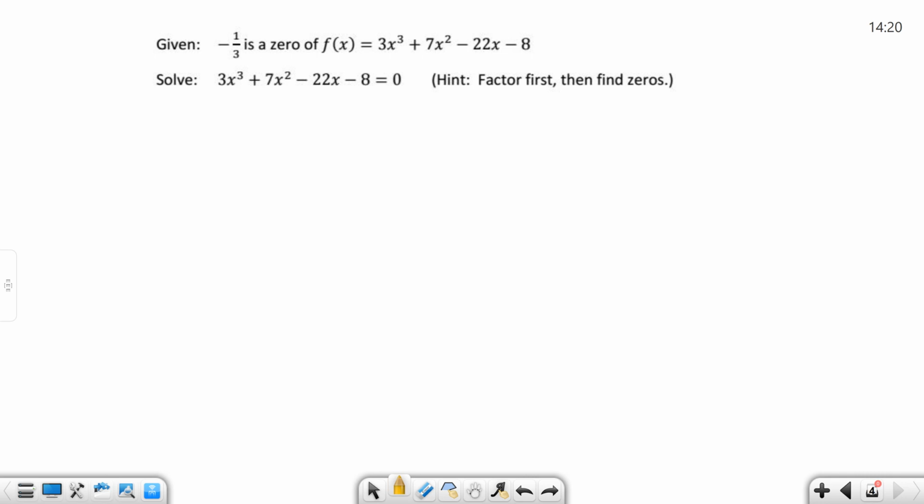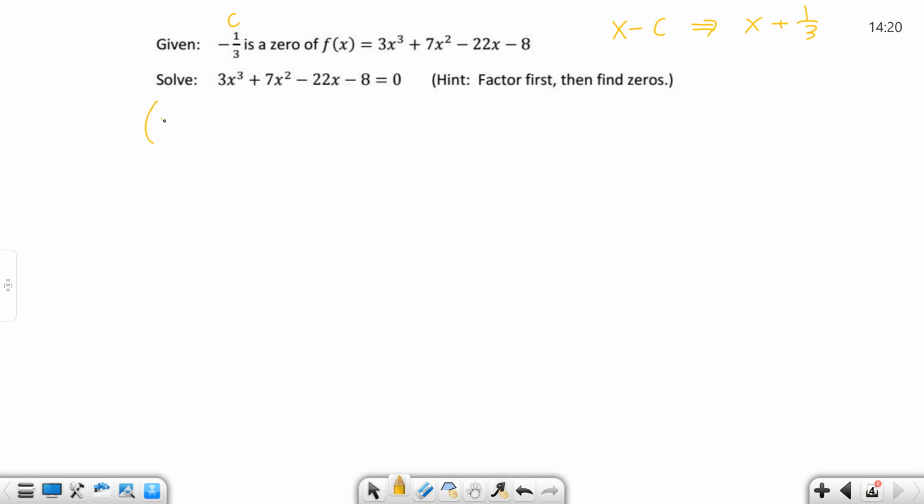I believe that no matter how you rearrange this, you're not going to get grouping to work. No matter what you do to this, grouping is not going to work. So we need to find some other way to try to factor this. Okay? So we're told that negative 1/3 is a 0. That's my C. So what do I know then? X minus C is the same thing as what? X plus 1/3, right? X plus 1/3.